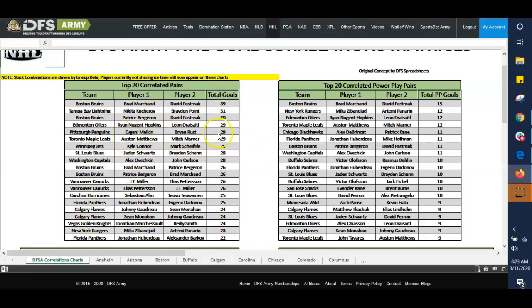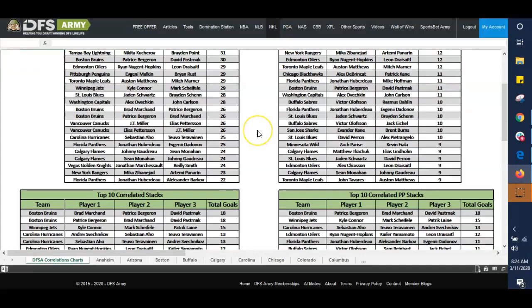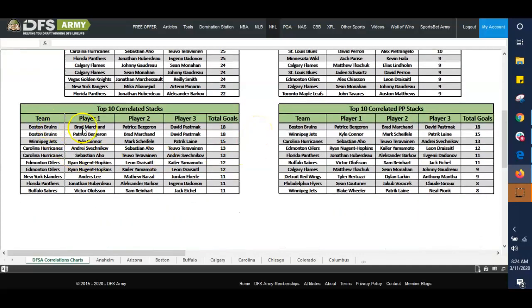When you see Boston all over this mess, you know that top line is doing all of the damage for Boston. If you look over here, power play pairs, you can come down a little bit for correlated stacks. You see Marchand, Bergeron, Pastrnak, Bergeron, Marchand, Pastrnak, 18 goals each in that order. And again, it's just pointing out how correlated these guys are. Carolina Hurricanes has their top line very, very correlated. This goes back through the year. So if these lines have changed in the past 2 days, these numbers are going to be off.